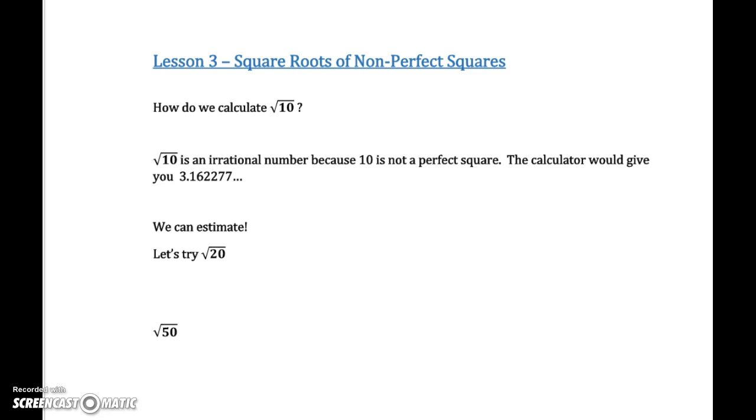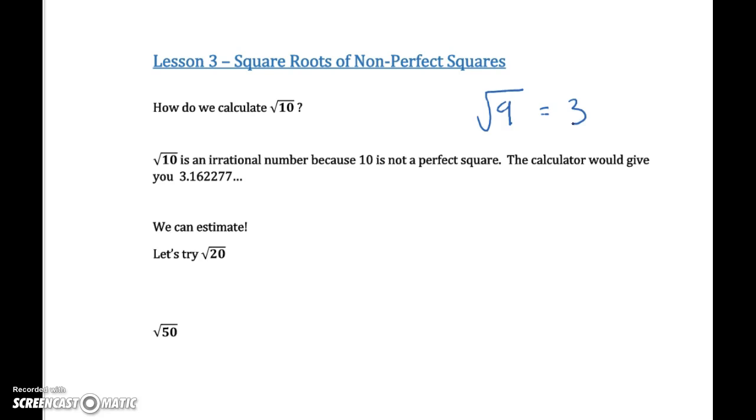So when we have a number like 9 and we take the square root of it, well, we all know that the answer would be 3, because 3 squared is 9. However, what are we going to do when we have something like the square root of 10? There isn't a whole number that we can square to give us 10.